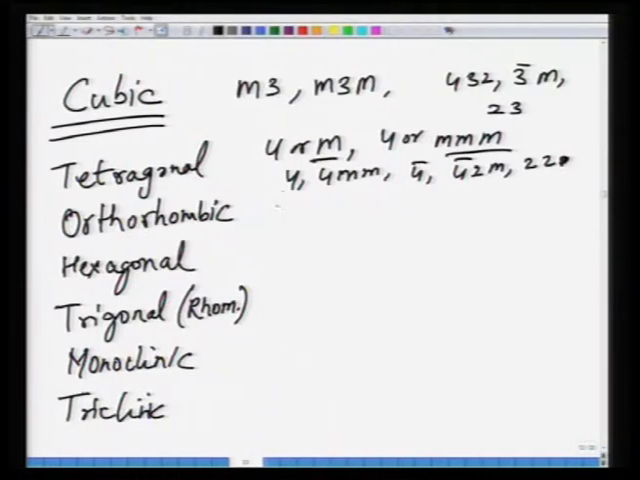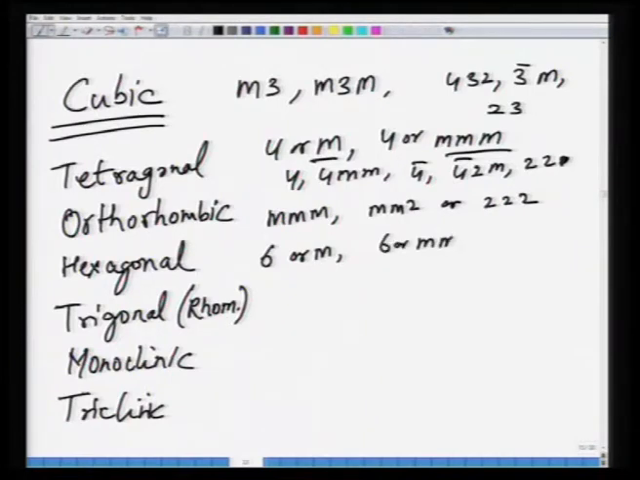For orthorhombic we will have only 222, mmm or mm2. For hexagonal we have only 6 or m, which is similar, or 6/mmm. Now, the 6 will mean 6-fold rotation, and then 6 and then 6mm. Now, you must be wondering why I have these 6s differently. I will explain that to you in a minute.